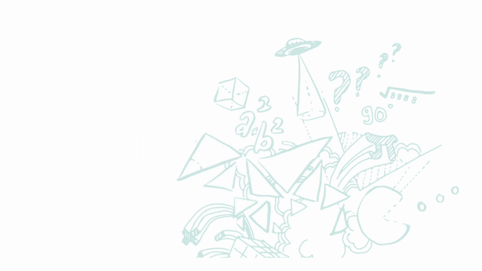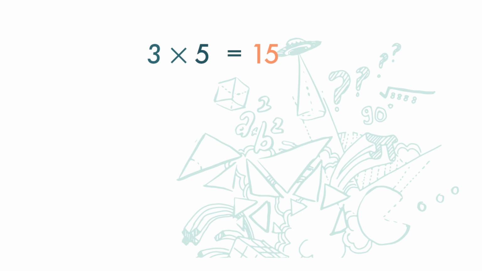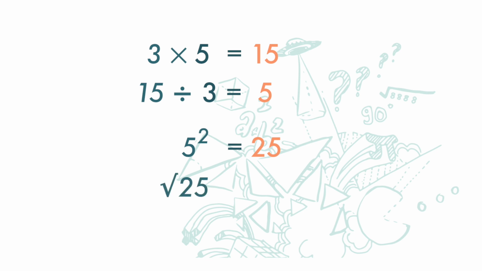So, square and square root are inverse operations of each other. It's like 3 times 5 is 15, and 15 divided by 3, we get back 5. Multiplication and division are inverse of each other. So, square and square root are each other's inverse operation. What this means is that when we square 5, we get 25. But when we square root 25, we get back 5.